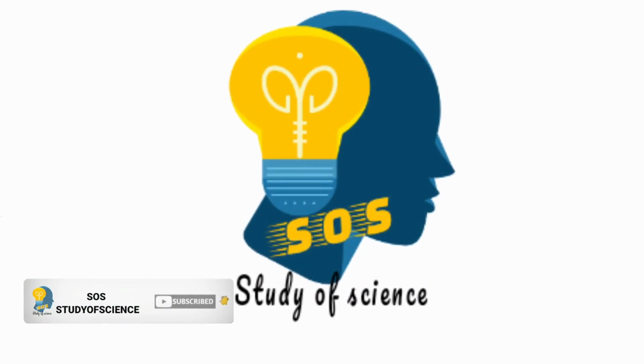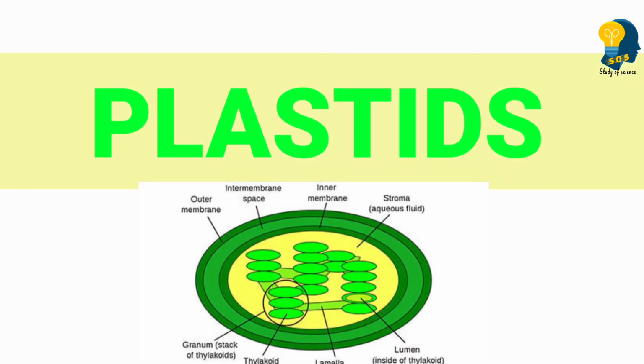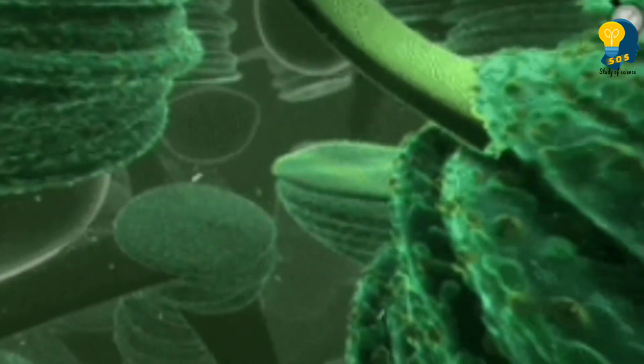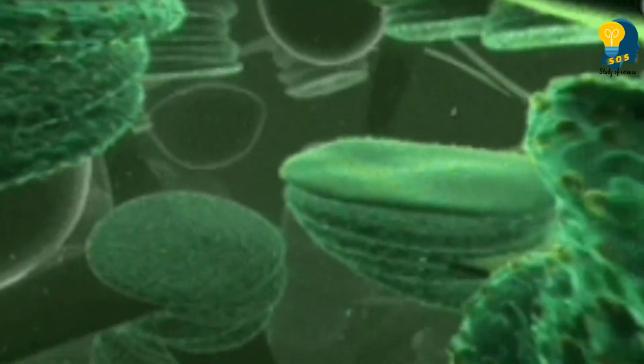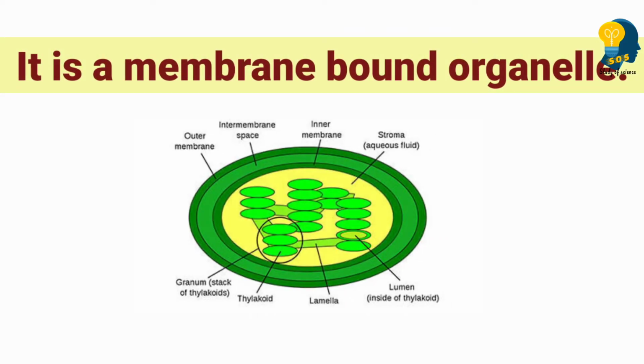In this session, you're going to learn about the next cell organelle, plastids. Then, what are plastids? Plastids are a membrane-bound organelle. Why do we call it a membrane-bound organelle? It is because it is covered by the membrane.